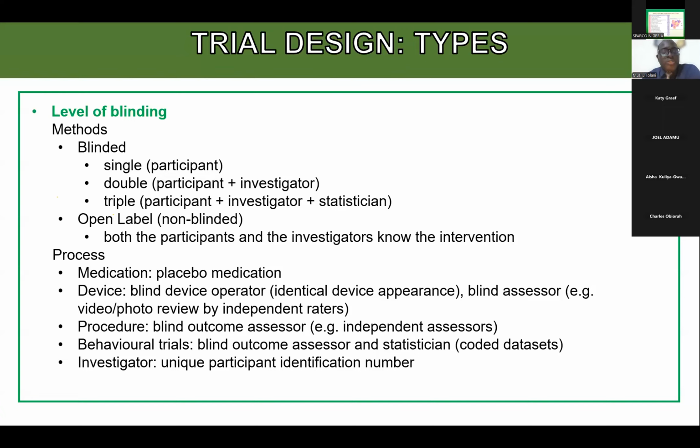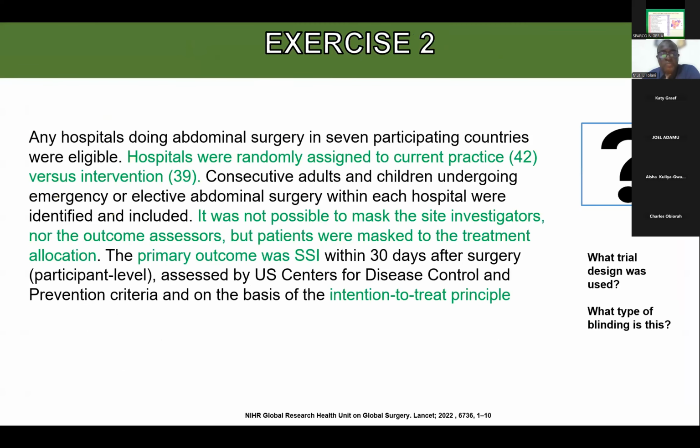For the investigator, the easiest way to blind is by using a unique participant identification number while you are running the trials, to maintain anonymity at every stage of the trial. Now, just look at the text in green in this CHEETAH trial. We did this about 2 years ago, a multi-center study including Nigeria, and hospitals were randomly assigned to current practice.